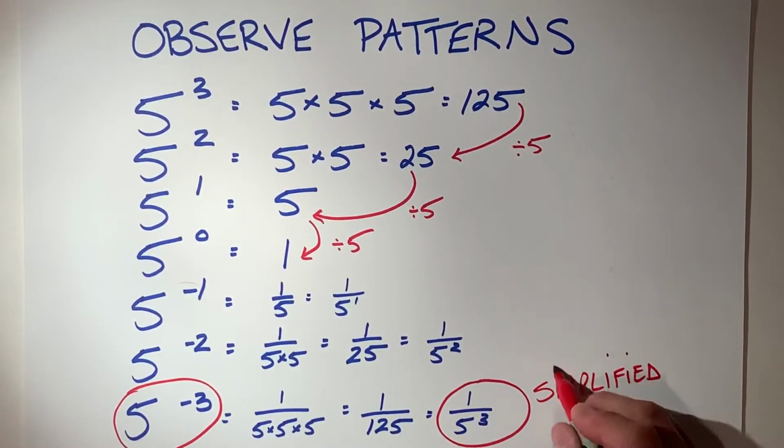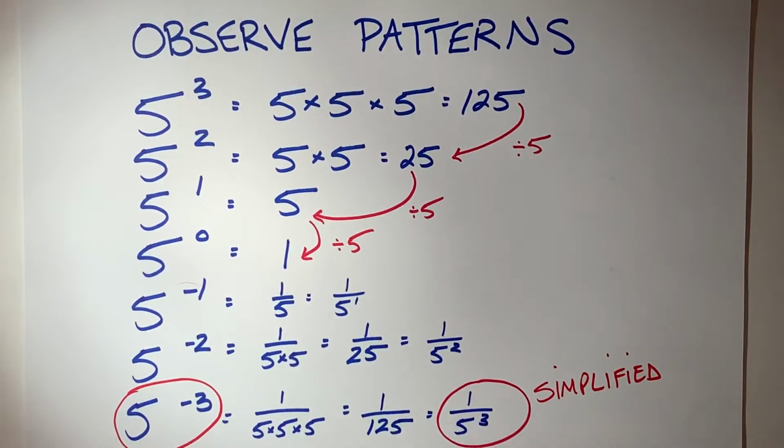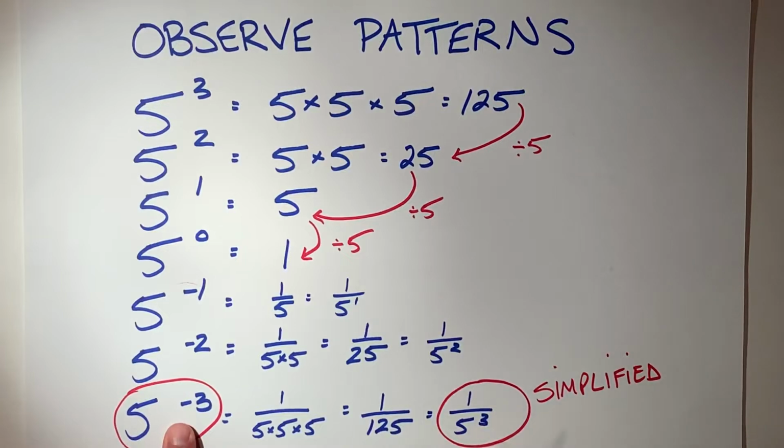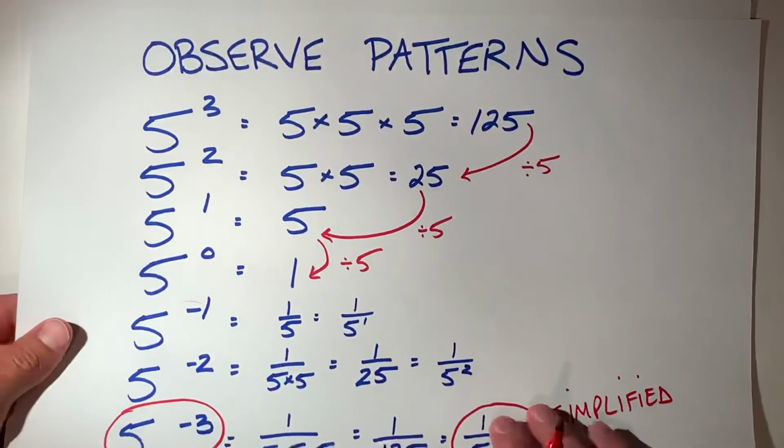Now, there will be some time to talk in class about whether we would prefer 1 over 5 to the 3rd or 1 over 125. They are equal after all, so in fact, it really doesn't matter. It just depends on what your teacher's asking for or what program you're using and what the request is. But this is a really easy result. What will be interesting is if it continues and happens a second time.